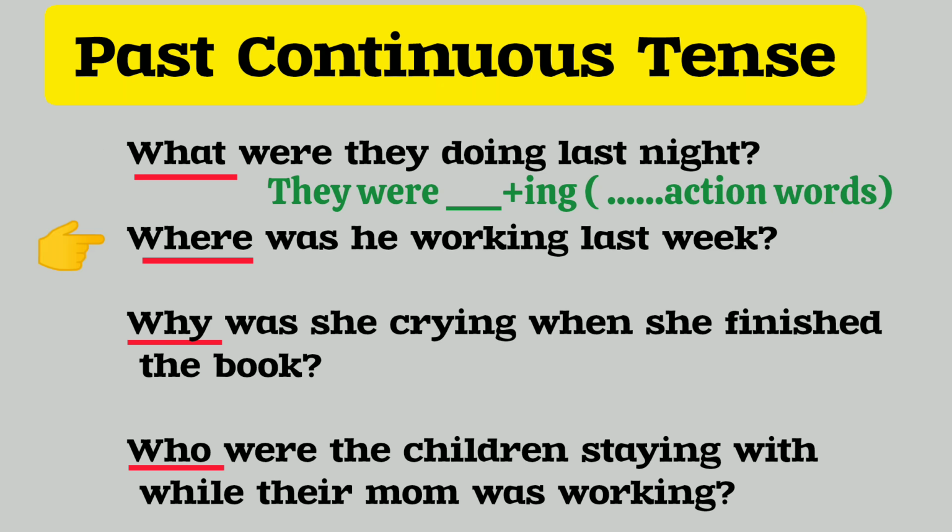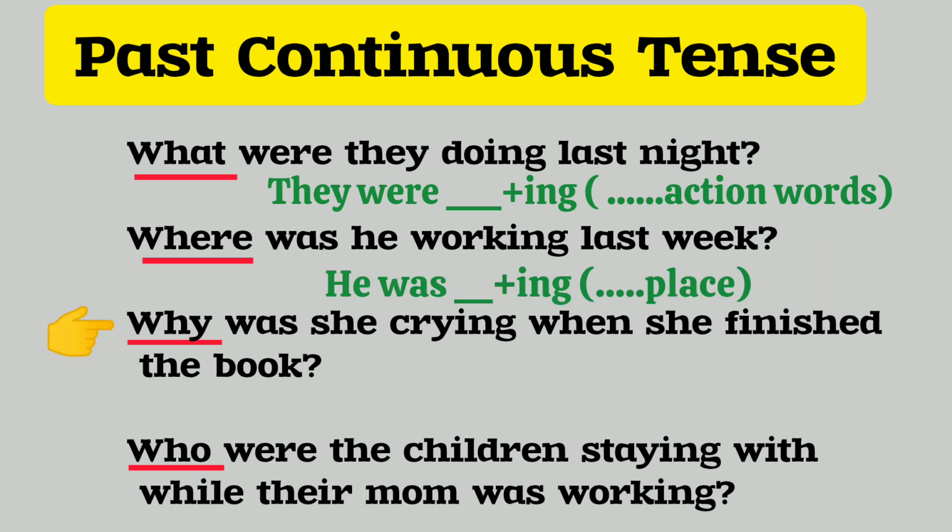The next one says, where was he working last week? In this case, the subject is he, and so the be verb is was. Where was he working last week? The answer could be he was working in India or anywhere else. The next one, why was she crying when she finished the book? The answer will start with the subject. She was crying because the end of the story was sad.